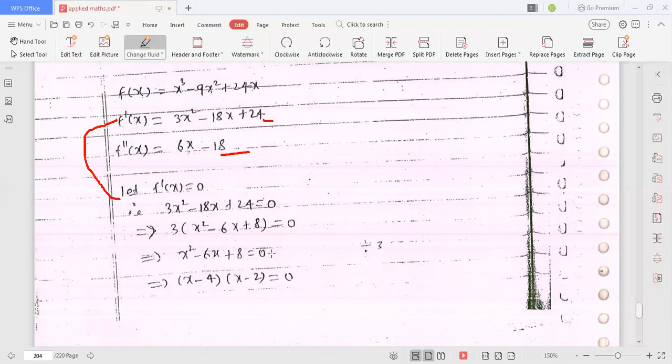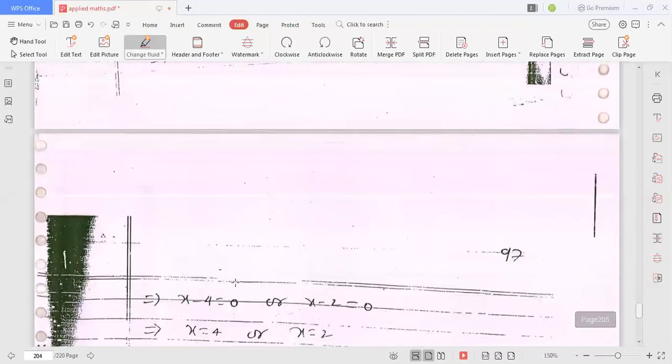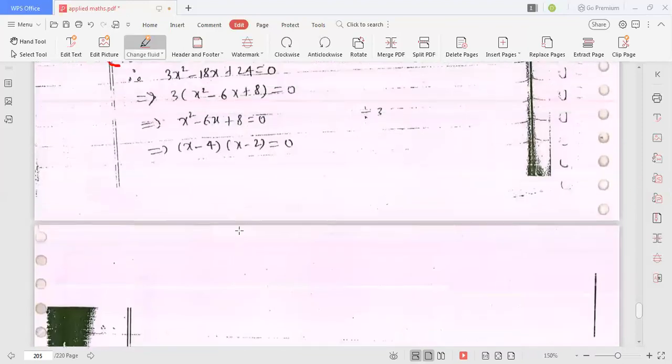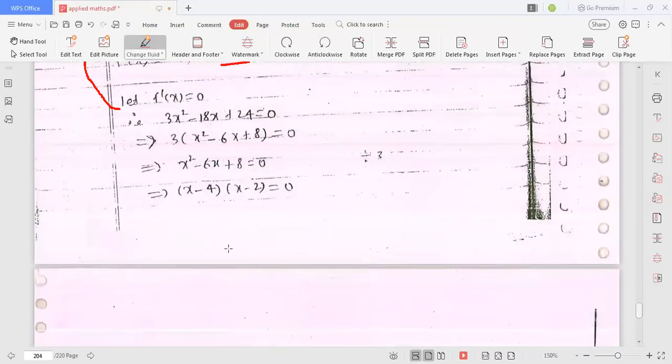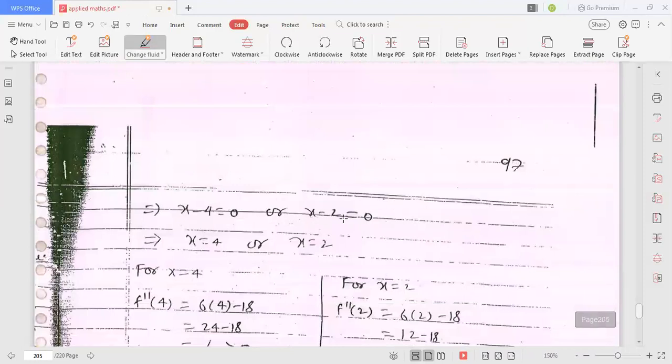So this is the quadratic equation, and you know how to factorize a quadratic equation. The factorization is x minus 4 multiplied by x minus 2 equal to 0. And now we can find the value for x. If x minus 4 is 0, then x will be 4. And if x minus 2 is 0, then x will be 2.